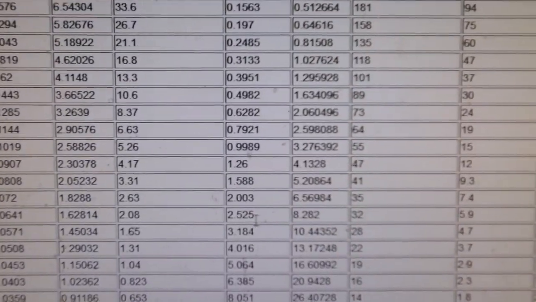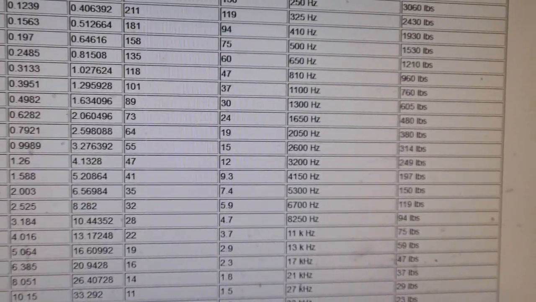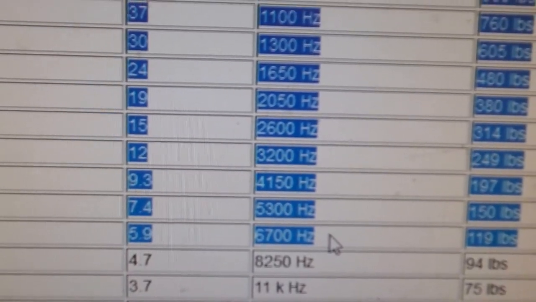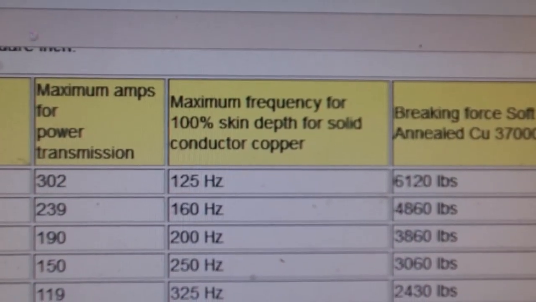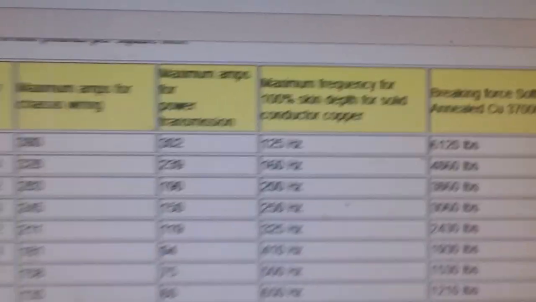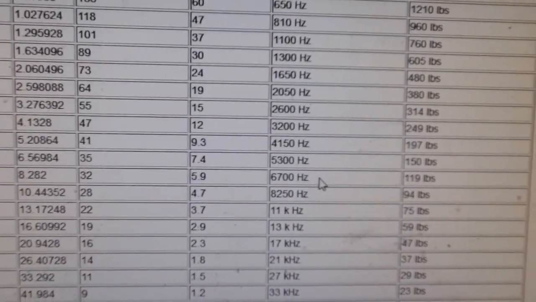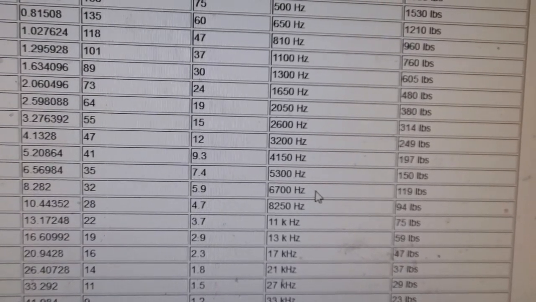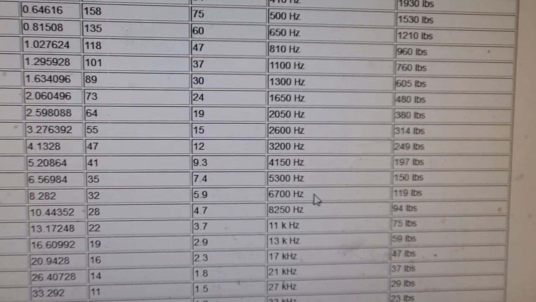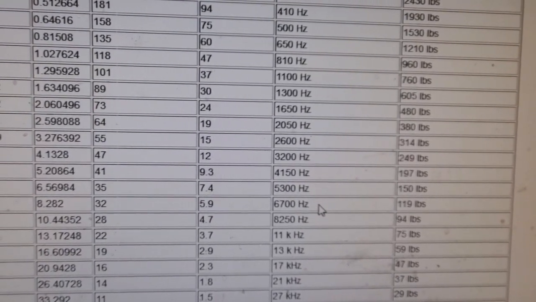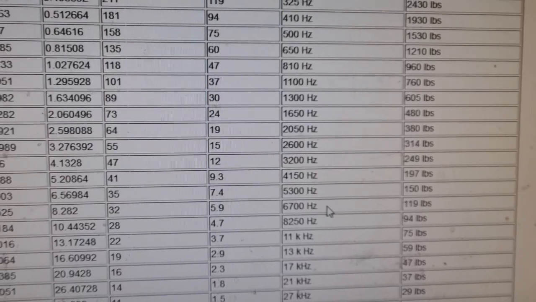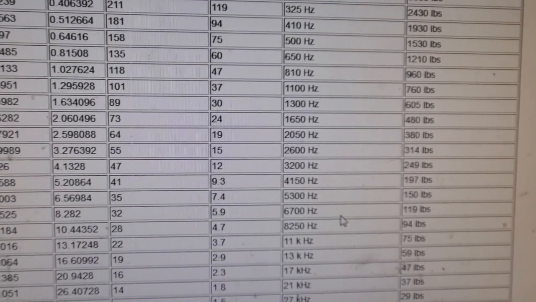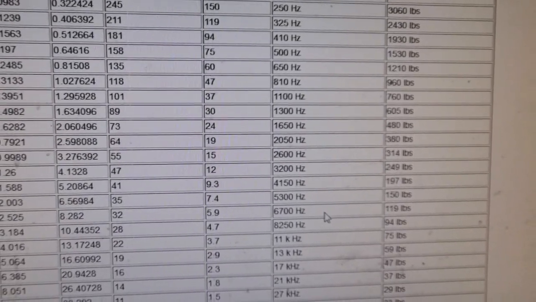And, you know, how many amps. Well, it didn't work too well, but this is what I'm getting at here: 6,700 hertz would be the maximum frequency for 100% skin depth for solid conductor copper. So you know that if you go faster than 6,700 hertz, you're going to be increasing resistance because of skin effect with 14 gauge wire. What I don't know is, if you're at, say, 3,000 hertz, is there still an appreciable increase in resistance? Or perhaps you can get up to 10,000 hertz before it really becomes an issue. So that's sort of what I'm getting at.